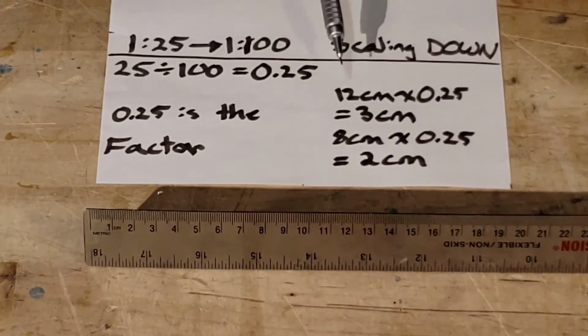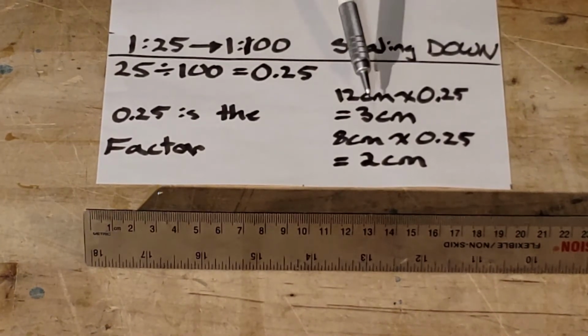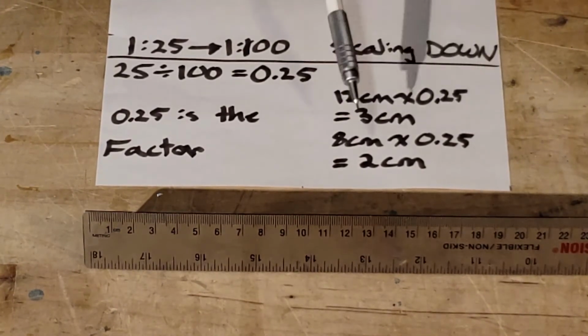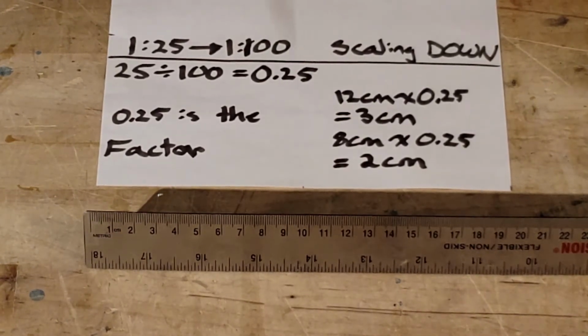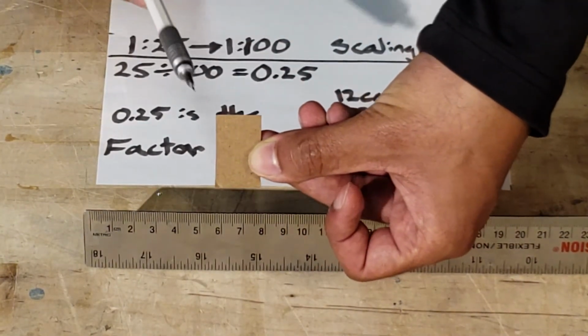0.25 is the factor for this scenario. We take our 12 centimeters, multiply by 0.25, which gives us 3 centimeters. Then the 8 centimeters multiplied by 0.25 gives us 2 centimeters. So our wall at 1 to 100 is 3 centimeters tall by 2 centimeters wide.